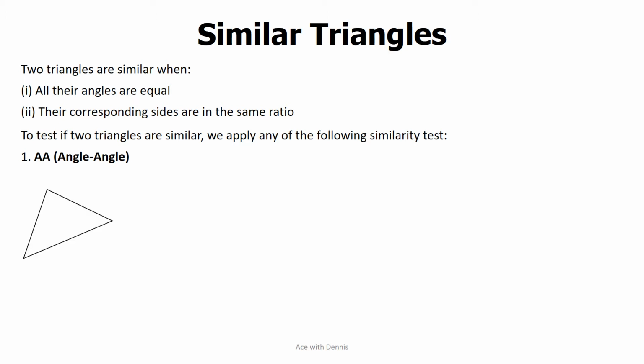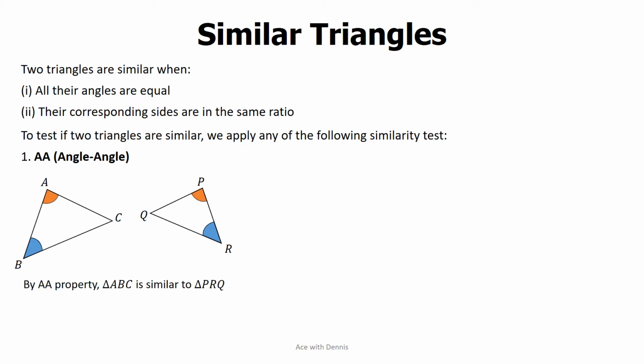Let's look at these two triangles. The first triangle is triangle ABC and the second triangle is triangle PQR. If this angle equals this angle equals this angle, we can say that by AA property, triangle ABC is similar to triangle PRQ.